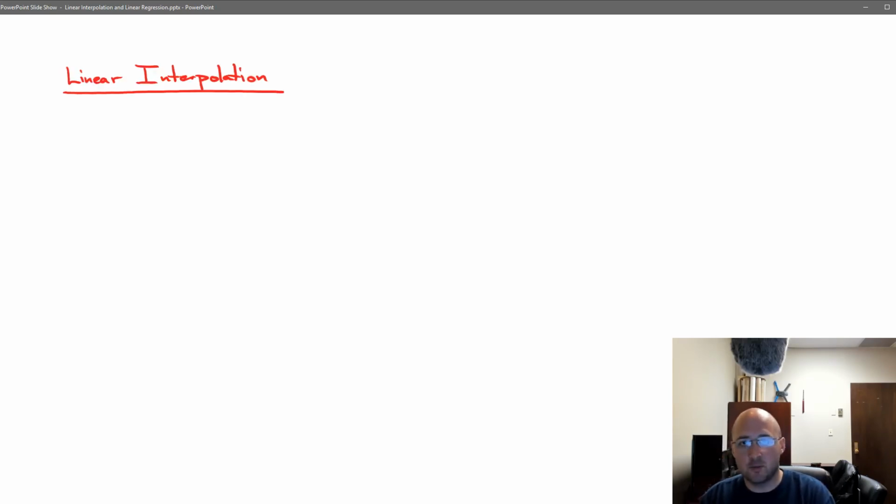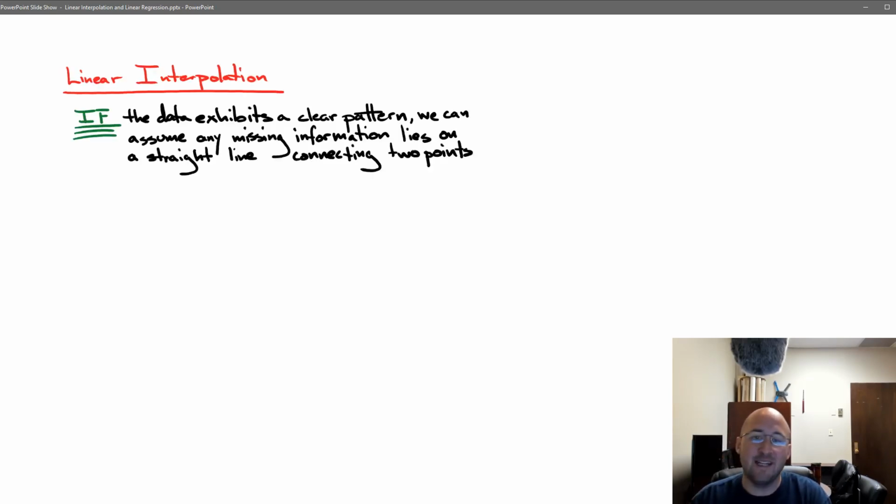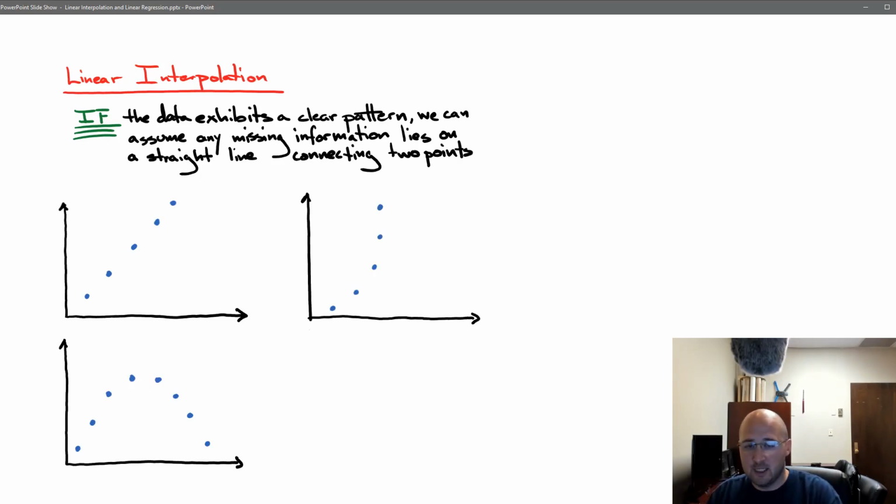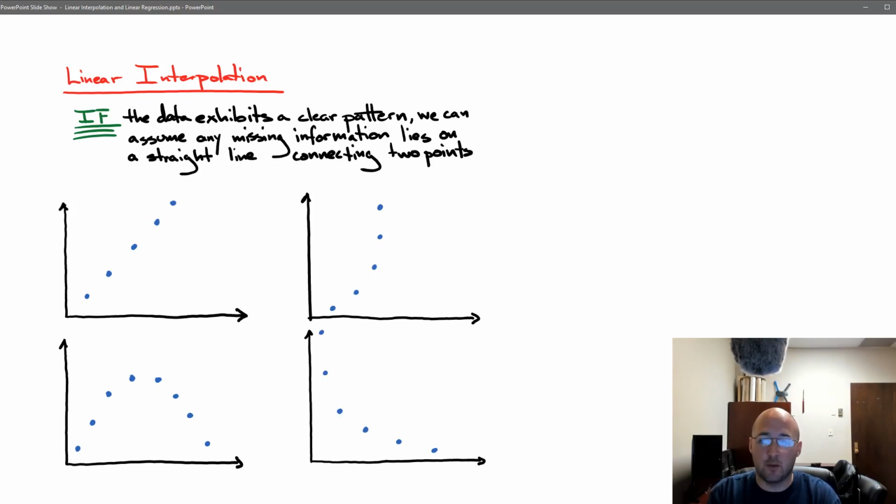So let's start with linear interpolation. If the data exhibits a clear pattern, now, it doesn't have to be any single pattern. So this is a straight line, right? So if we were looking for data between any of those 2 points, we could connect them with a line. This is a sort of sinusoidal curve or an exponential trend. Here's another exponential trend, and here we are. So all of these have an apparent trend, right? Mathematically, it looks like we can connect points and approximate anything in between these occurrences.